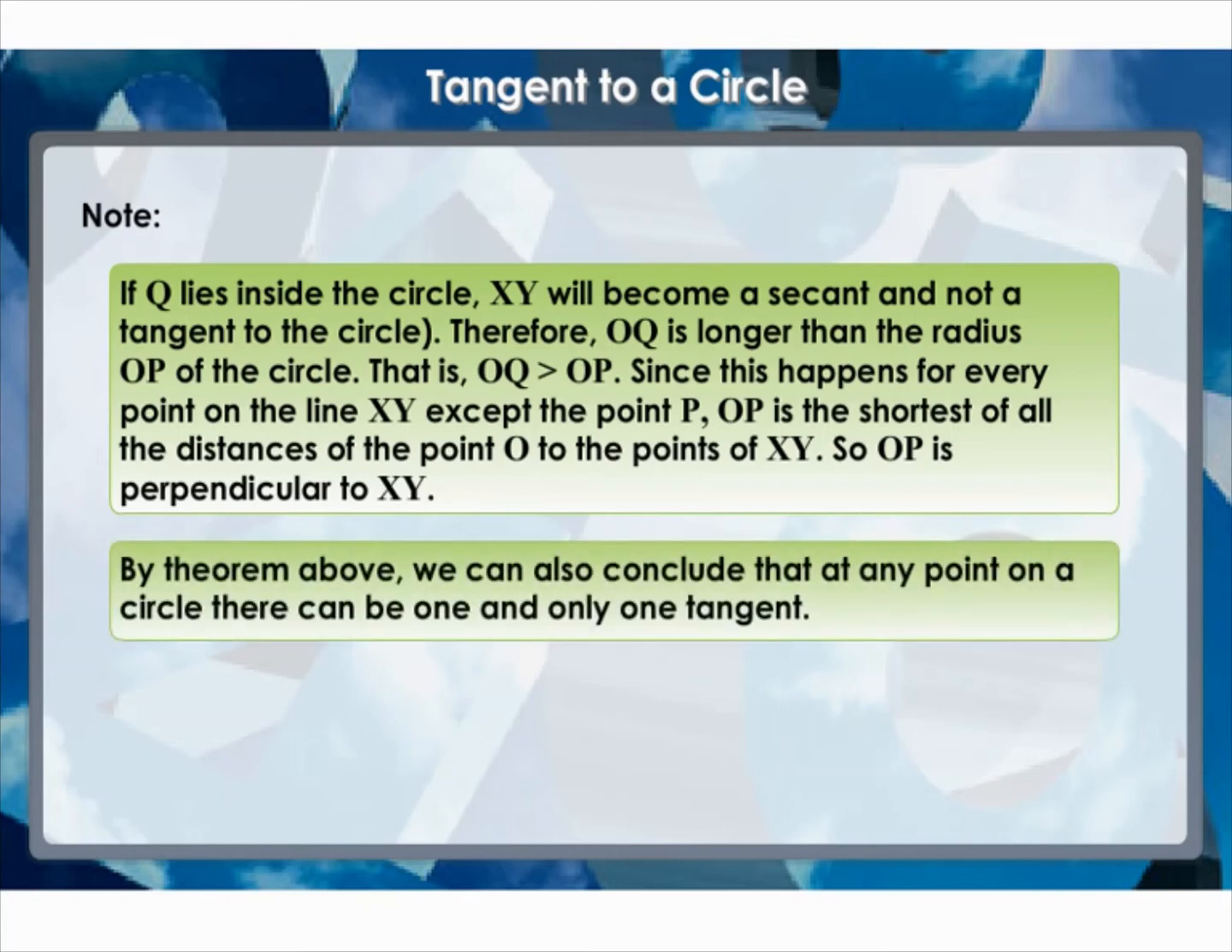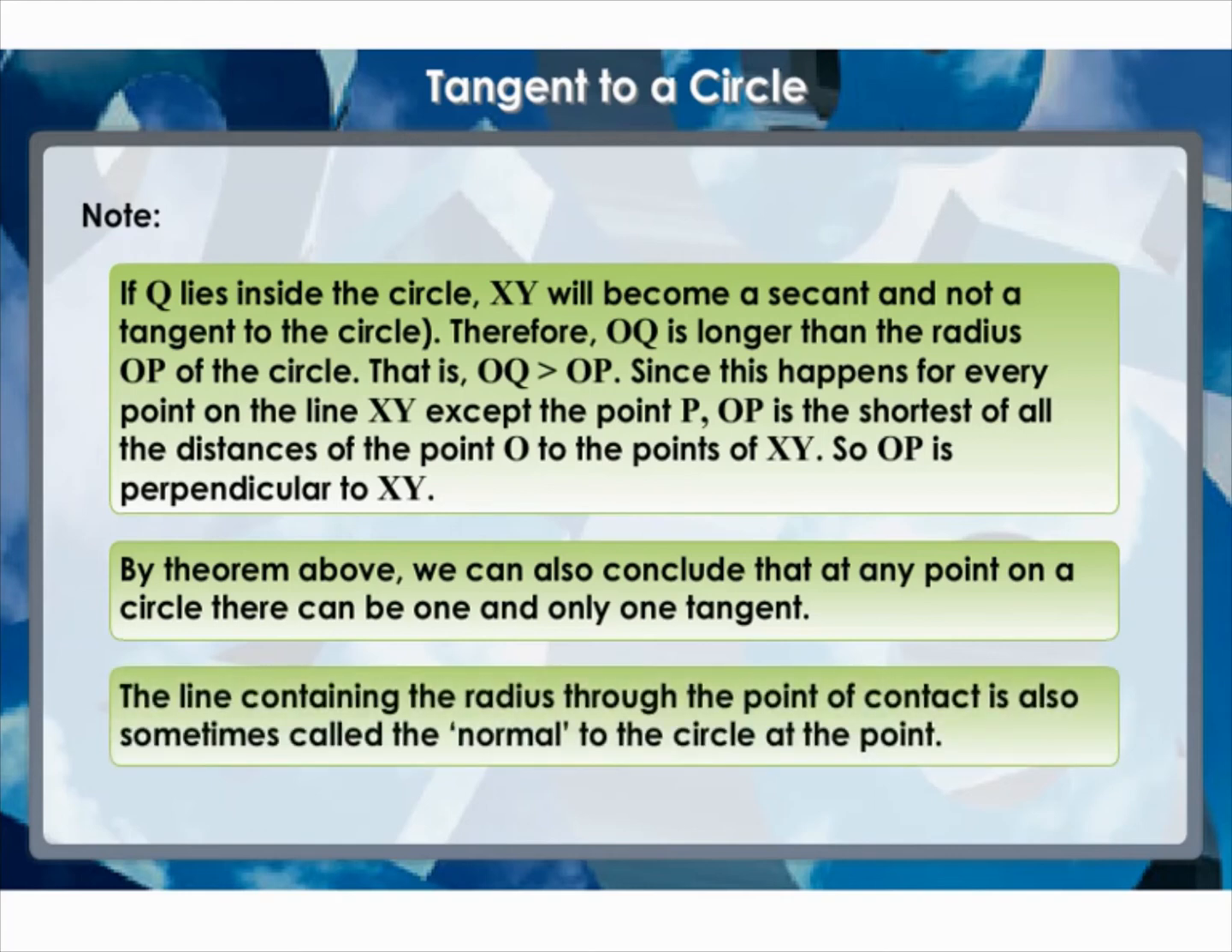By the theorem above, we can also conclude that at any point on a circle, there can be one and only one tangent. The line containing the radius through the point of contact is also sometimes called the normal to the circle at the point.